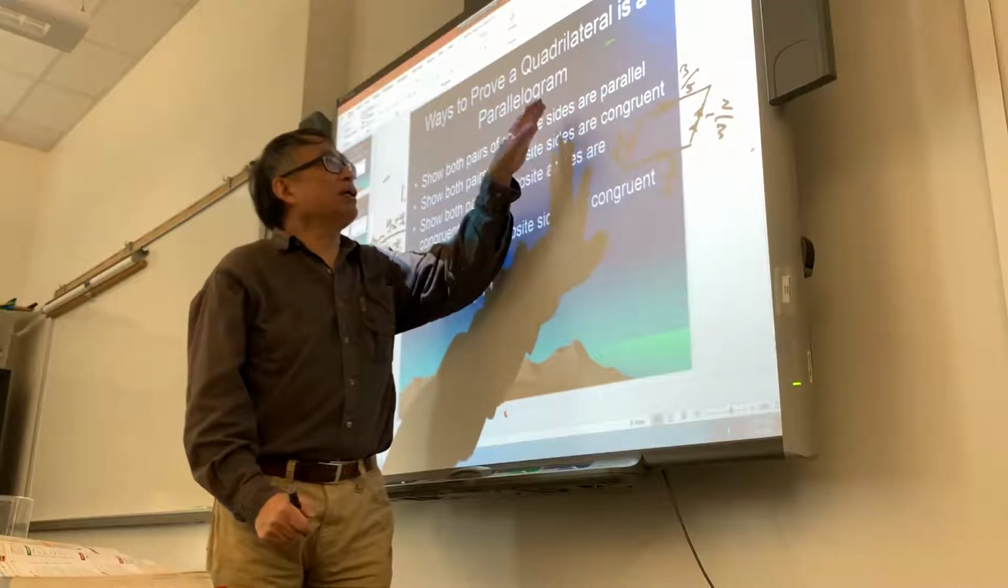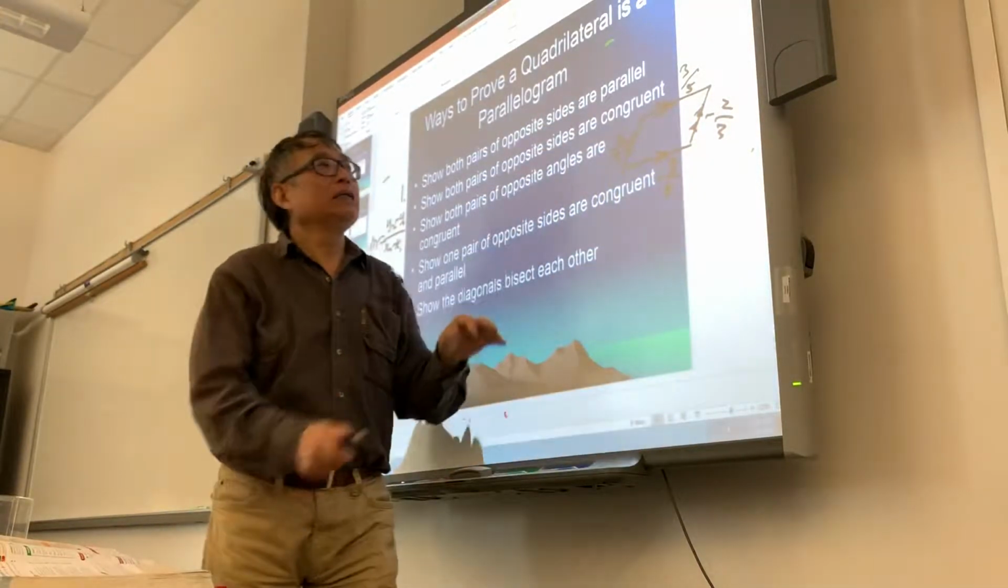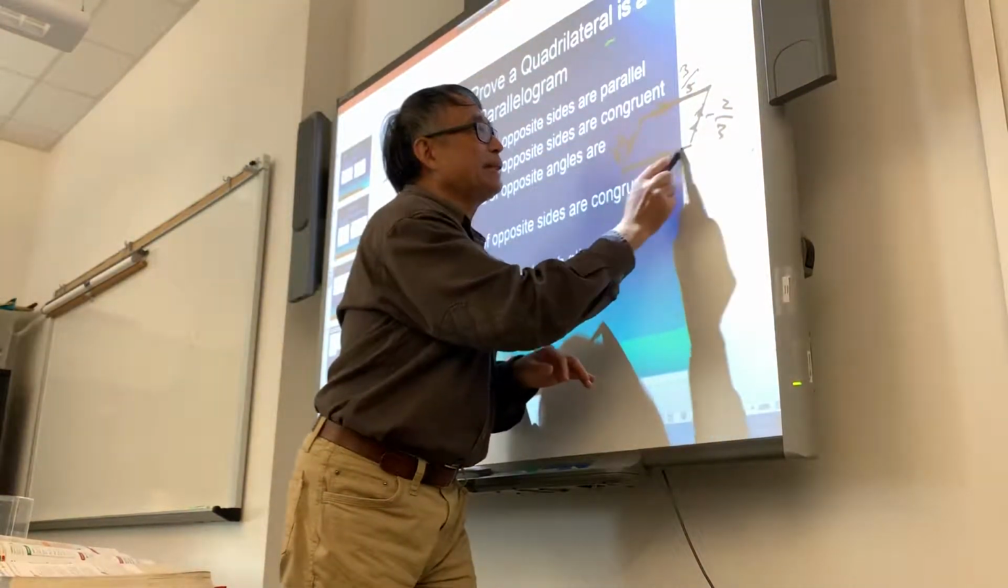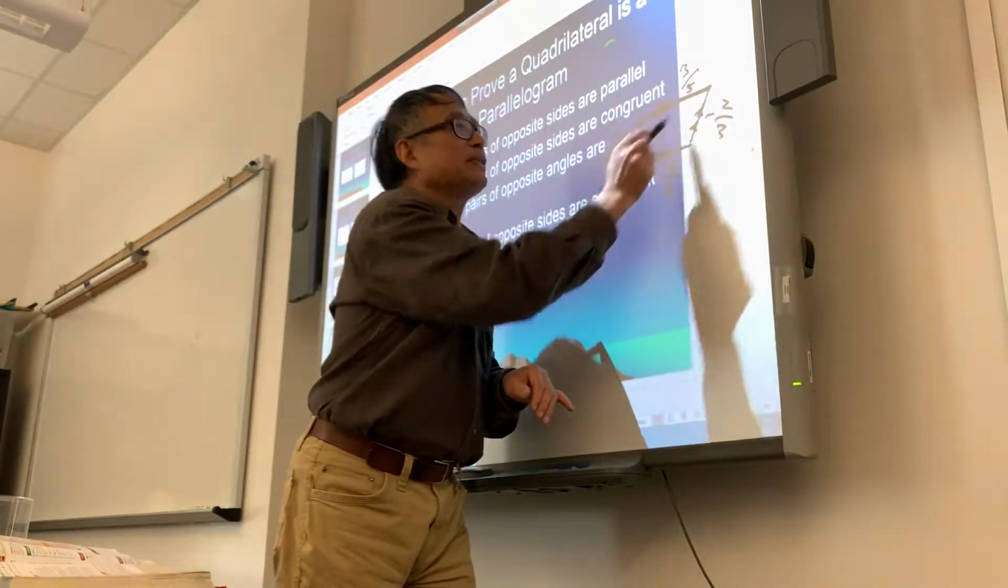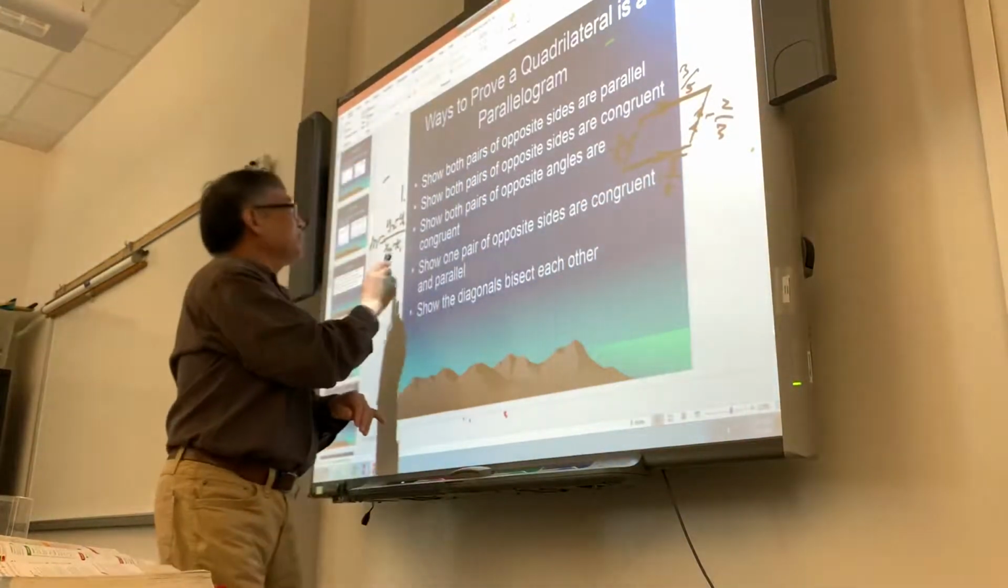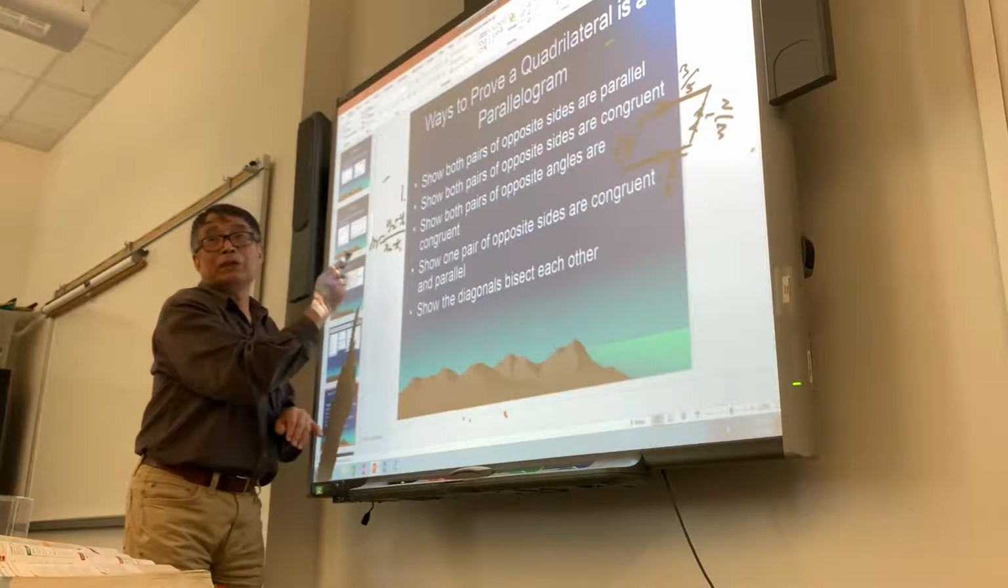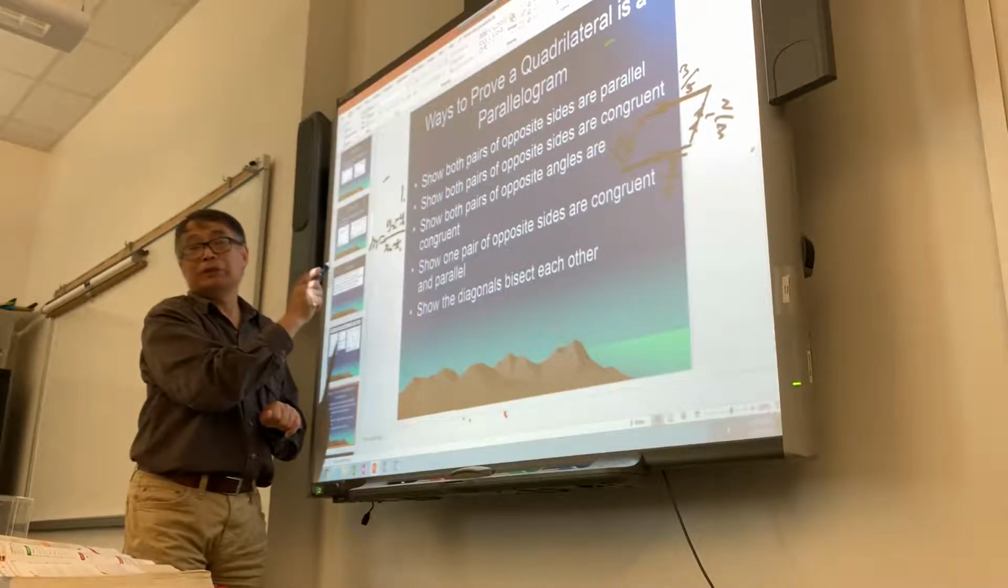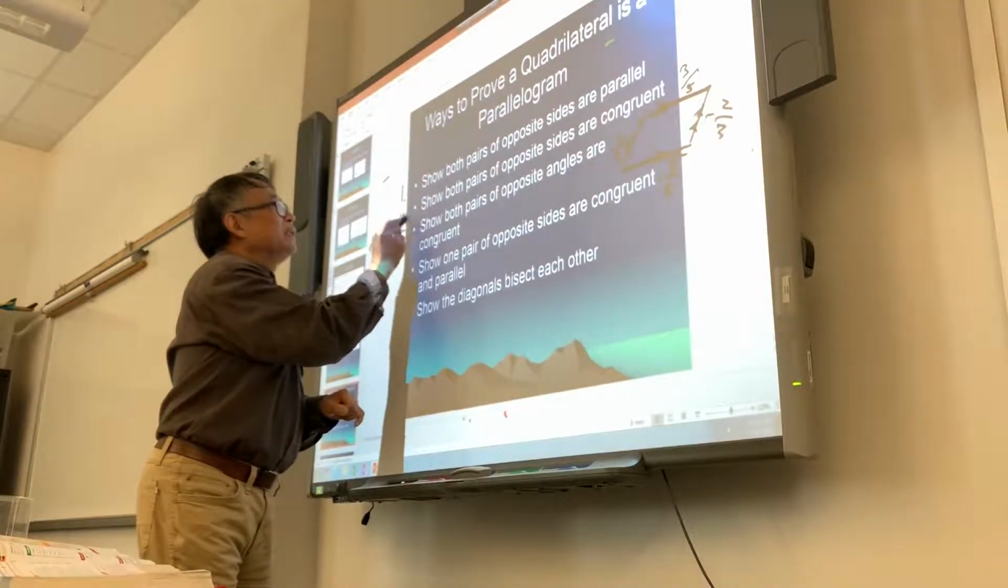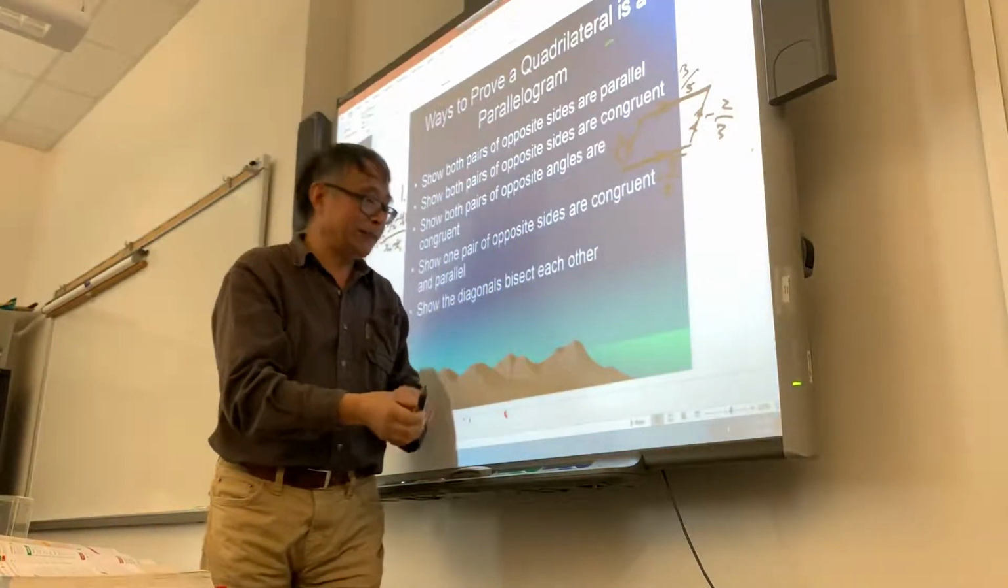So both pairs of opposite sides are parallel. How to prove this side and this side parallel? You have to find the slope. How to get the slope? The slope formula. You understand me or not? Yes? Second, both pairs of opposite sides are congruent.